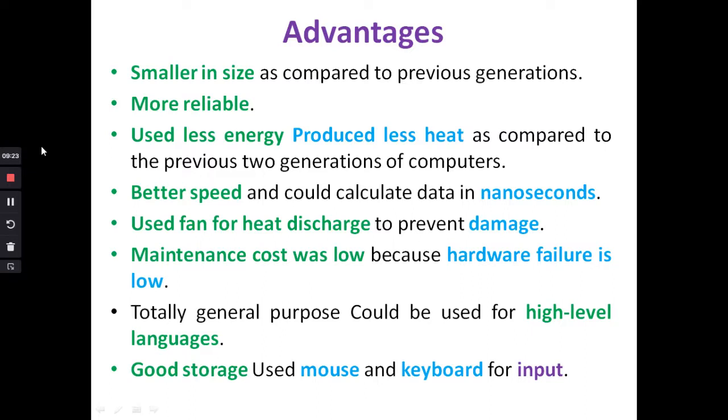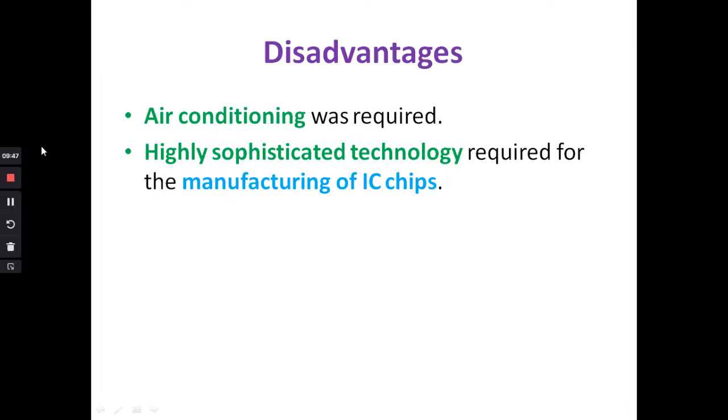There is no need for AC, or at least it is not compulsory. Maintenance cost was very low. Hardware failure is also very low, so they will not easily become problematic. So you can handle them easily. These were general purpose and used high level languages. Also these used keyboard and mouse. The keyboard and mouse were used only from the third generation computers. Sometimes air conditioning was required but not compulsory. A highly sophisticated technology is needed for manufacturing IC chips.